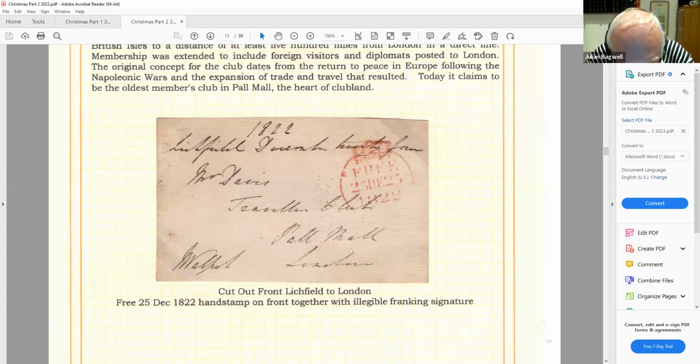And it was dispatched from Lichfield, but I don't think that signature is either of the two Lichfield MPs at the time. One was called Anson and the other Vernon. And it's addressed to a chap called Davis at the Travellers Club. And as far as I can tell, he's not an MP either. So probably a good example of abuse of the free mail system. As I say, that happened a great deal.